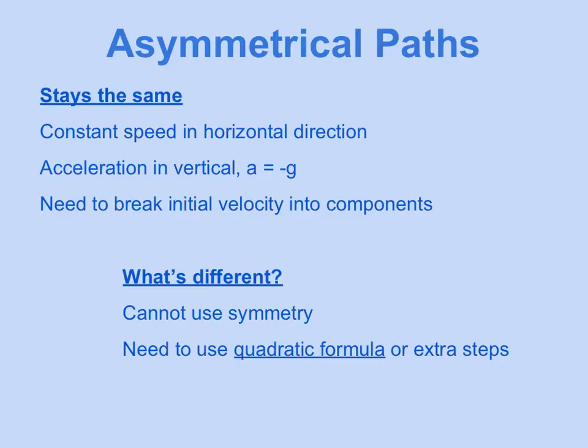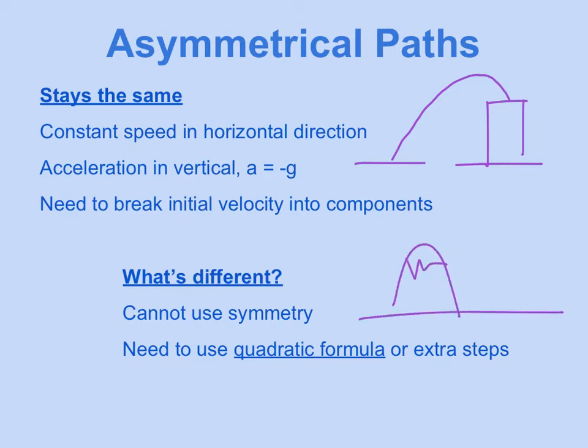So what's meant by an asymmetrical path is when something is launched maybe from the ground, but perhaps it lands on top of a building. Okay, that would be an example. Or maybe you're on the top of a hill. Here's your hill, and a ball or something like that is launched and it comes down and hits the ground.